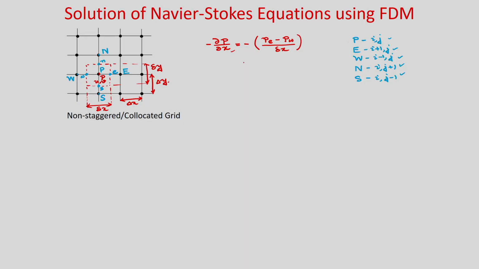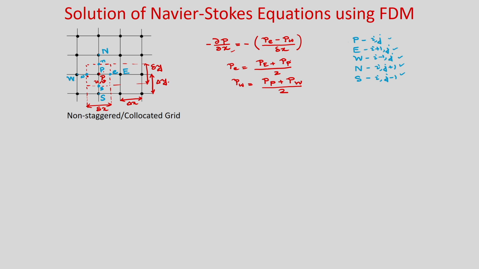So, we have to interpolate. Let us use the average at small e: P e as P E plus P P divided by 2, and P w as P P plus P W divided by 2.